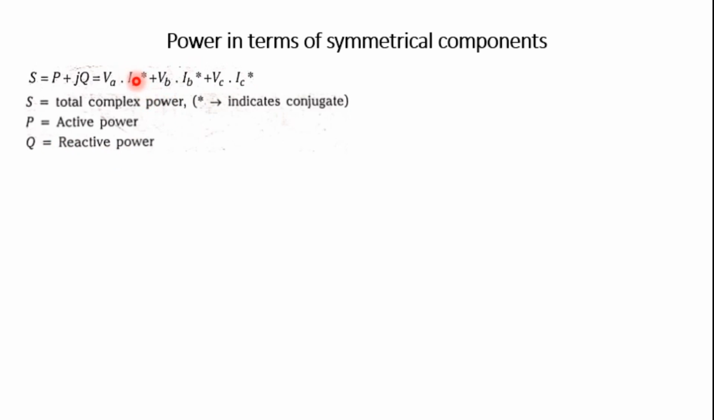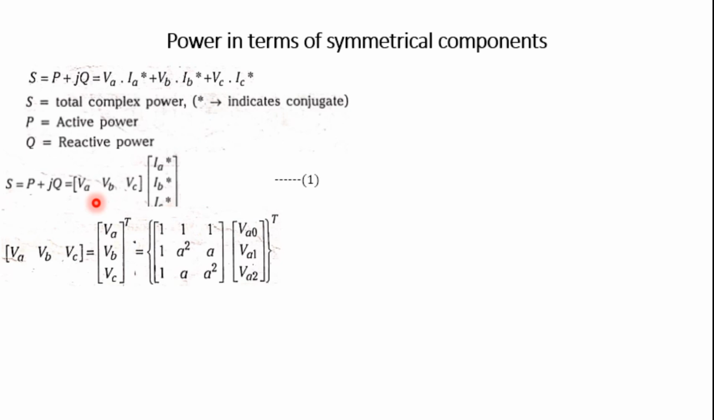Here the star indicates that it is a conjugate. So this can be written as S equal to P plus jQ. We are just rearranging this equation and writing it in matrix form: VA, VB and VC, and IA, IB and IC. It is a 3 cross 1, a row and a column matrix. If you multiply, we will get the row matrix. Call this equation 1.